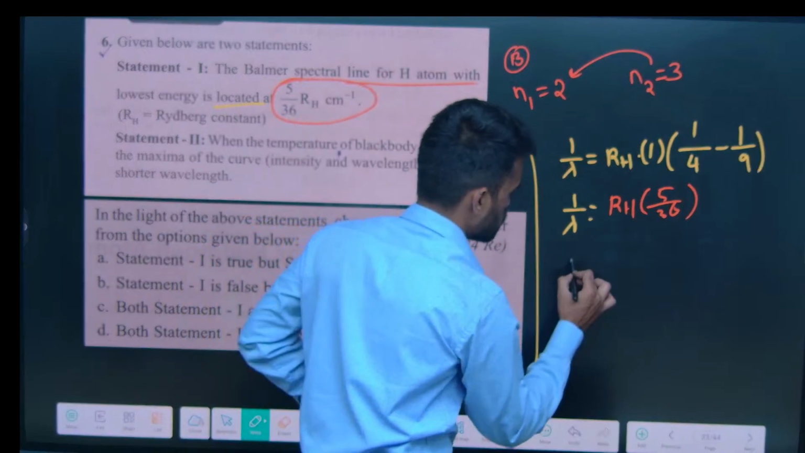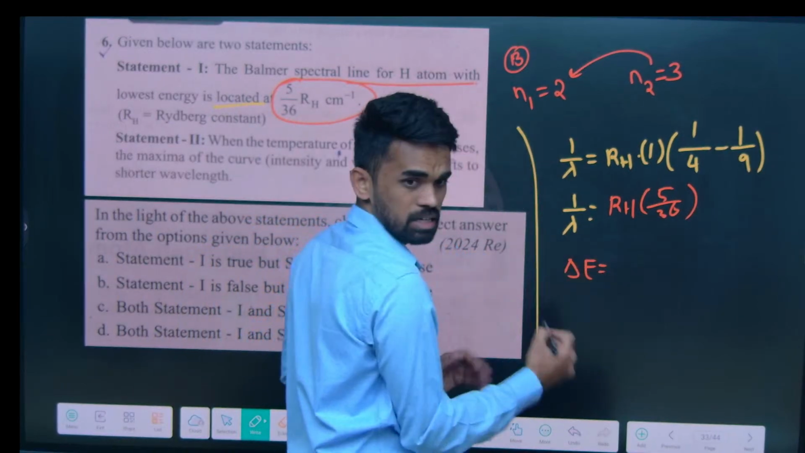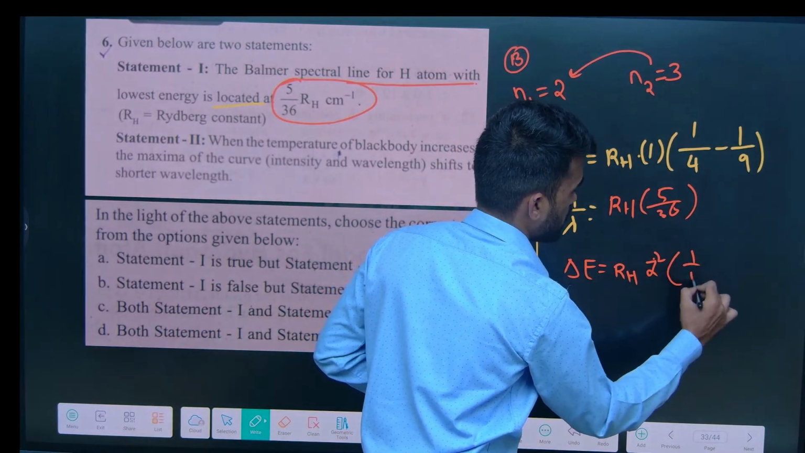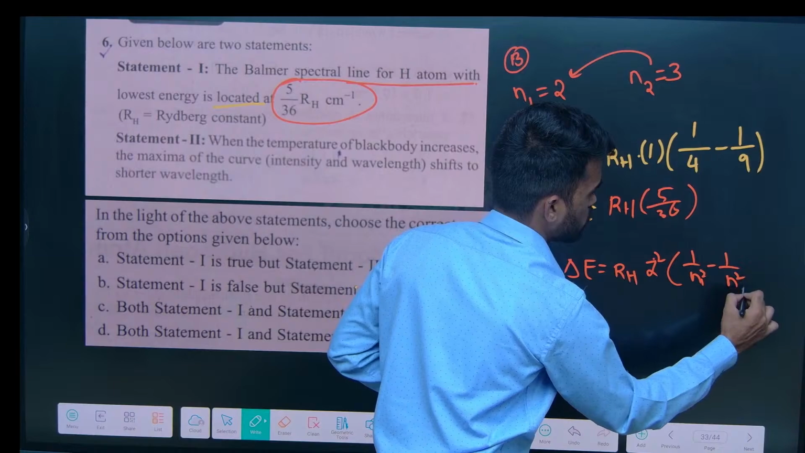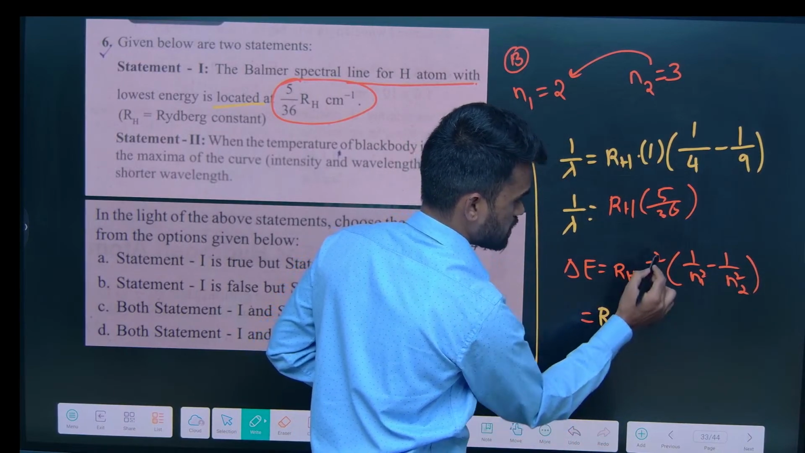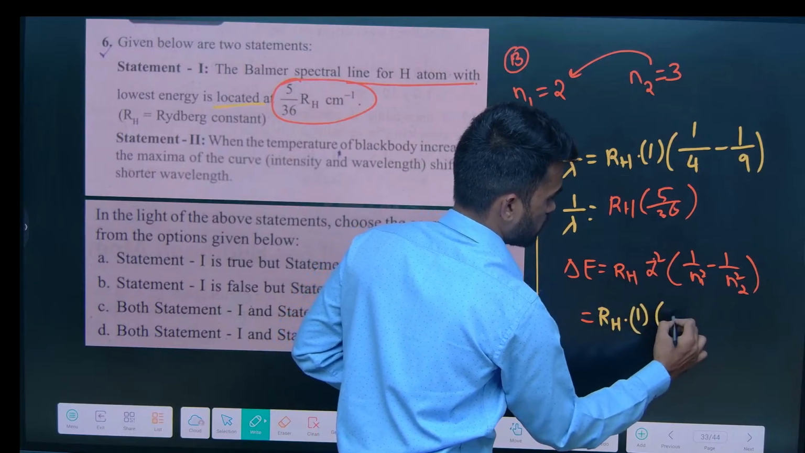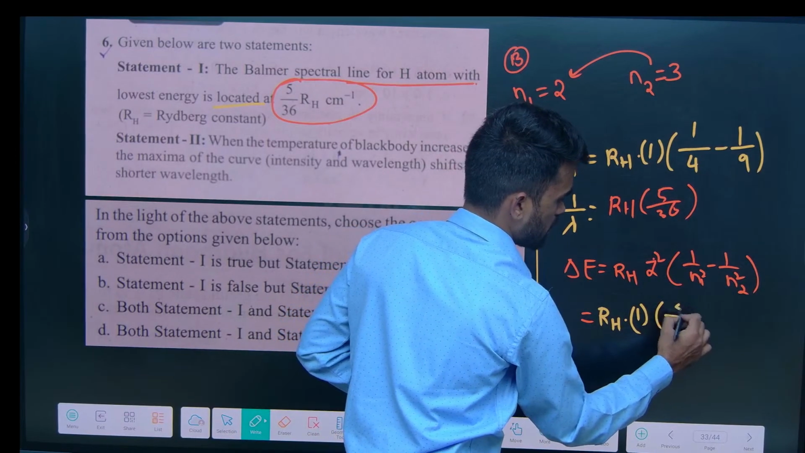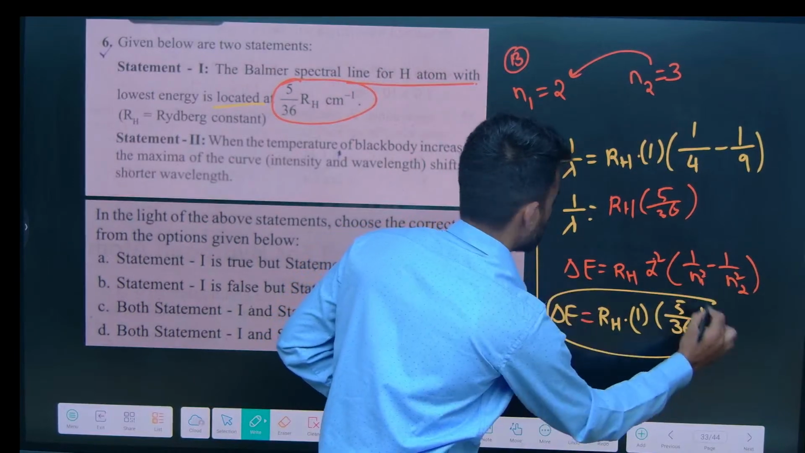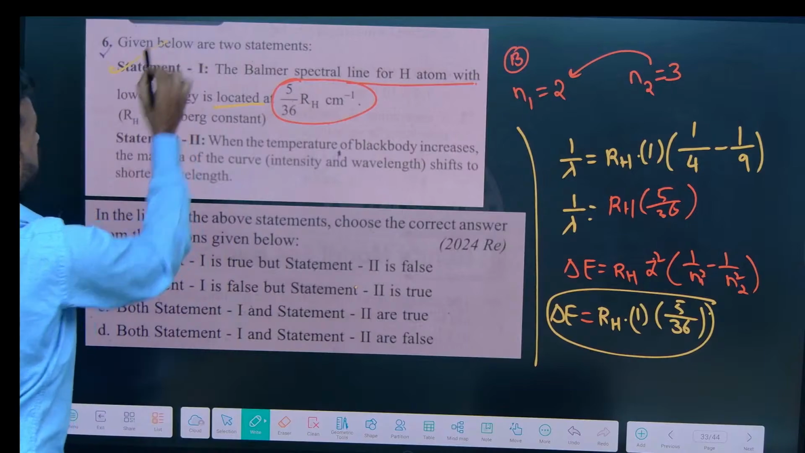No issues. So if I ask for the energy difference, you just take the same thing: RH Z square into 1 by N1 square minus 1 by N2 square. Here you can substitute RH as it is. Z square is 1. This is 5 by 36. We got the same thing now. So this is perfect. Statement 1 is perfectly correct.